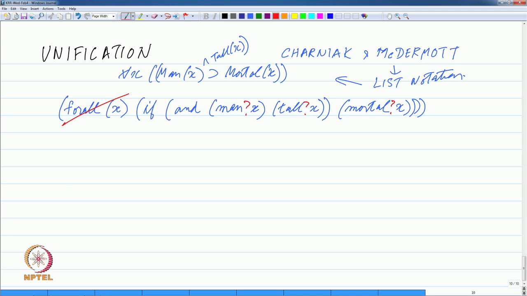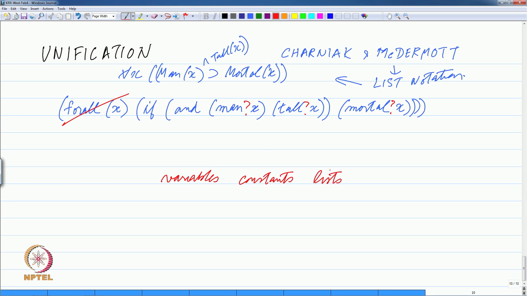we will distinguish between variables. So, we will assume that we have a way of testing that it is a variable, constants, and lists.